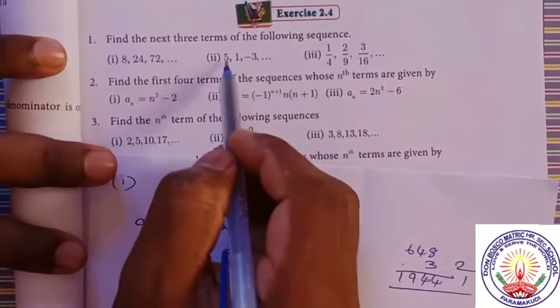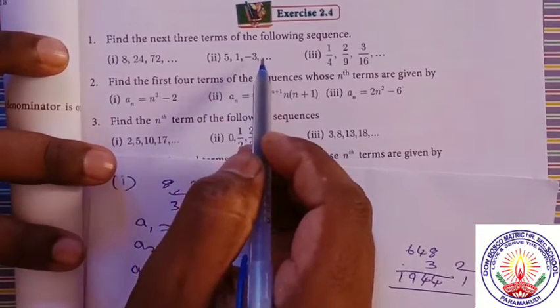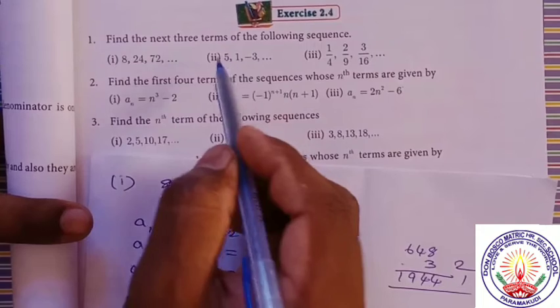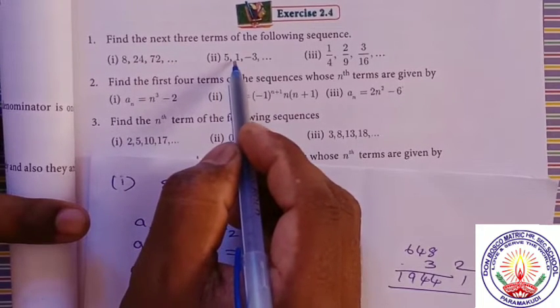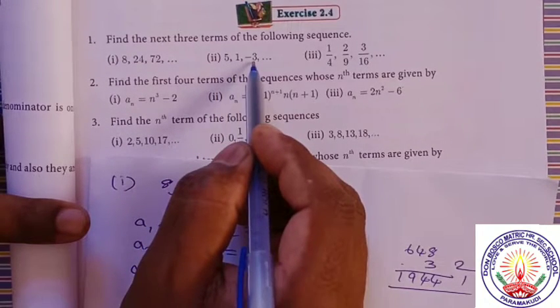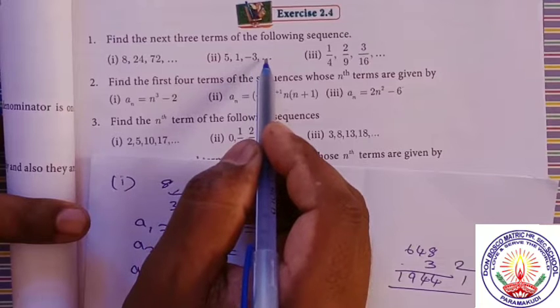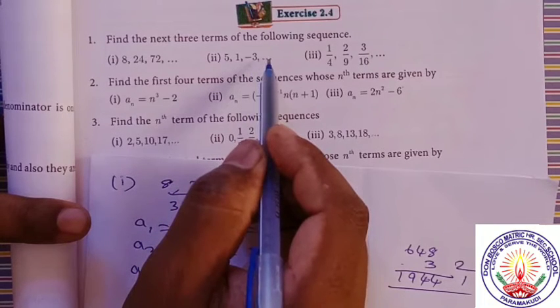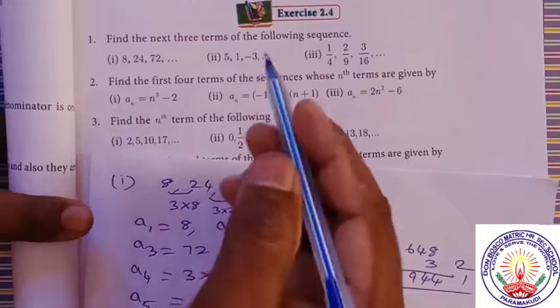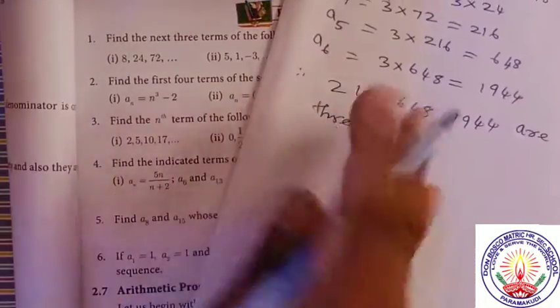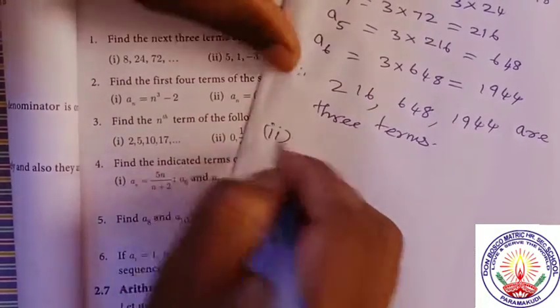Second sequence, 5, 1, minus 3, etc. This is a very simple one. 5 minus 4 is equal to 1, 1 minus 4 is equal to minus 3, and minus 3 minus 4 is equal to minus 7, minus 7 minus 4 is equal to minus 11, and so on. It's a very simple one. So the second question, we have already solved.